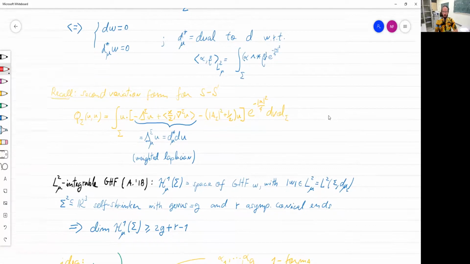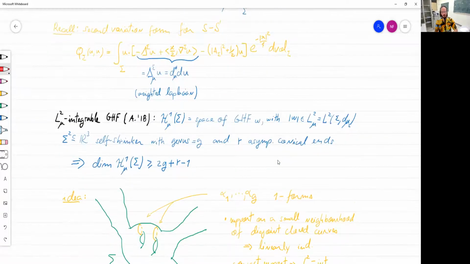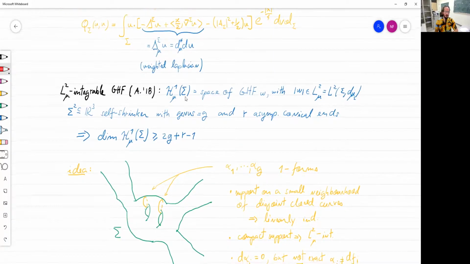Now, how many Gaussian harmonic one forms? Unexpectedly, it's similar to harmonic one forms. Okay. So we're looking for L2 mu integrable Gaussian harmonic one forms. So let's define this H1 mu sigma, the space of Gaussian harmonic forms omega with finite L2 norm. Okay. So if sigma is a self-shrinker with genus G and R asymptotically conical ends, then the dimension is at least 2G plus R minus 1. Now let's see why that happens.